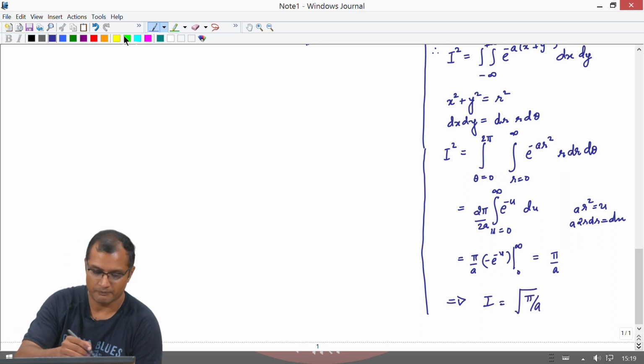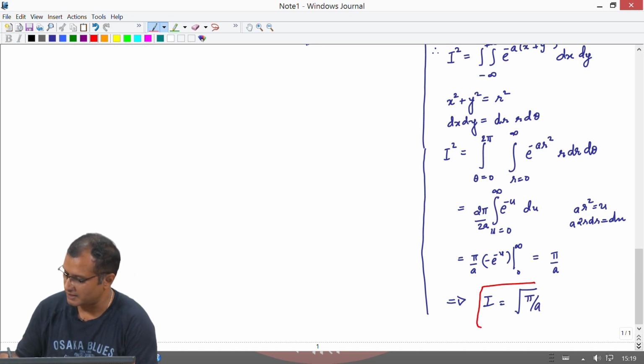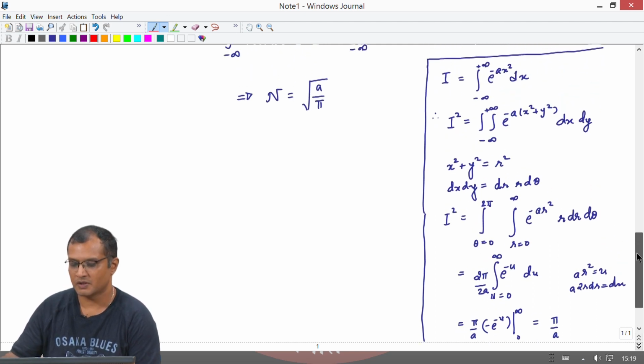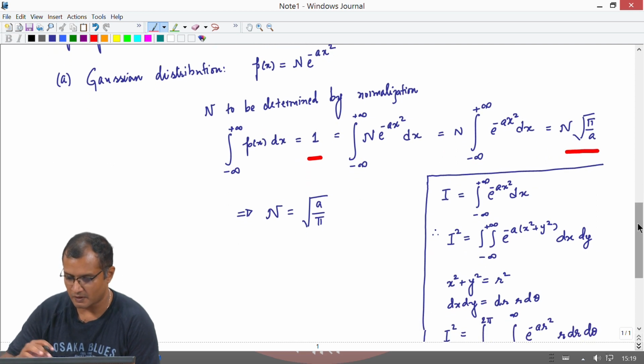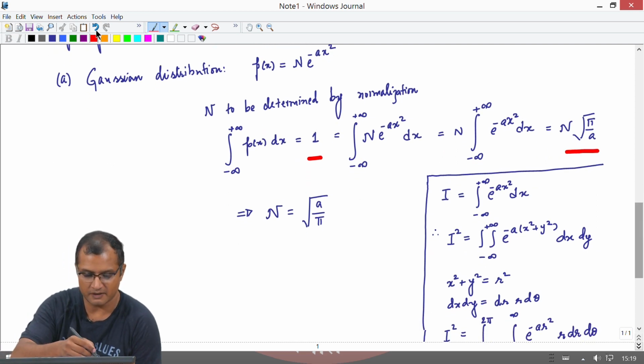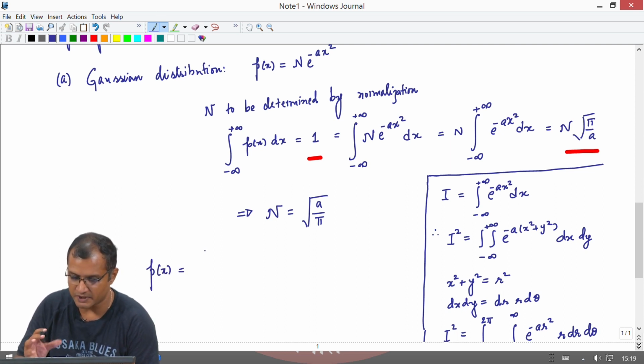There you go. So, this is the Gaussian integral formula in case you have forgotten or do not remember it. Okay. So, I have just substituted this here. Now, let us put this normalization constant back into the definition of our PDF. So, our Gaussian PDF P of x becomes, with the formula for N as square root of a by pi, e raised to minus a x square.